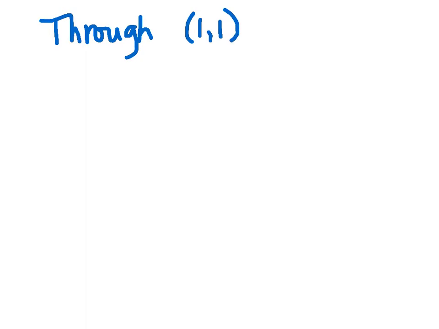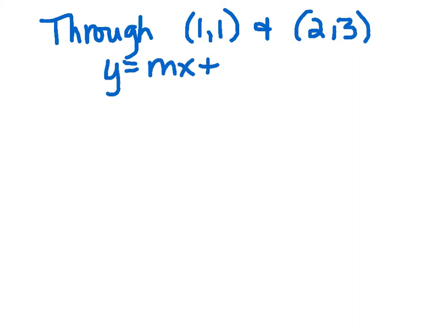Sometimes there are varieties of problems that just say the line goes through the points 1, 1 and 2, 3. And if we're thinking about our y equals mx plus b, we might think, oh no, I don't really have any clues. But y equals mx plus b.